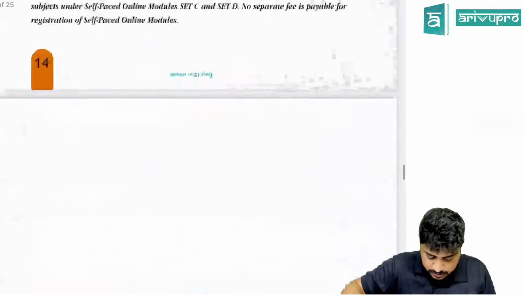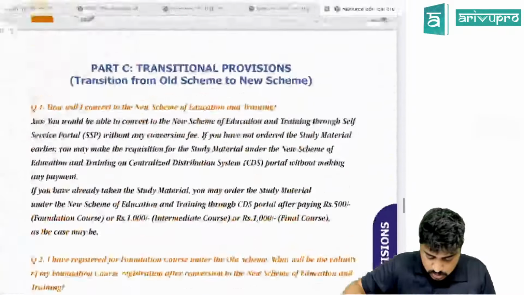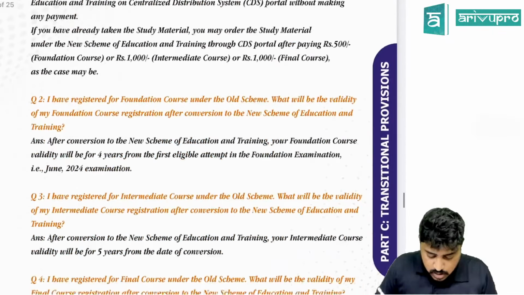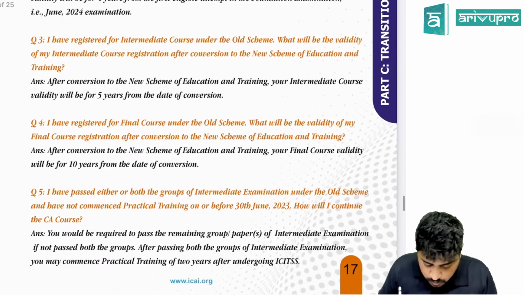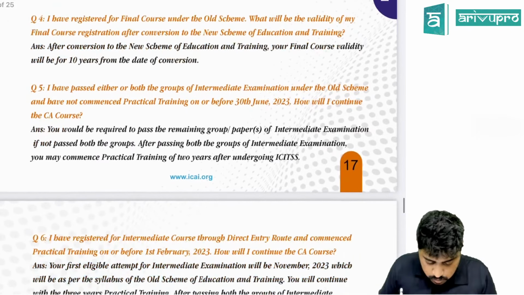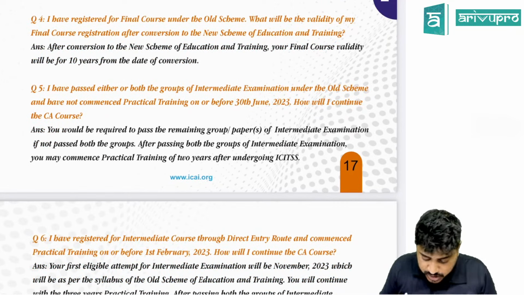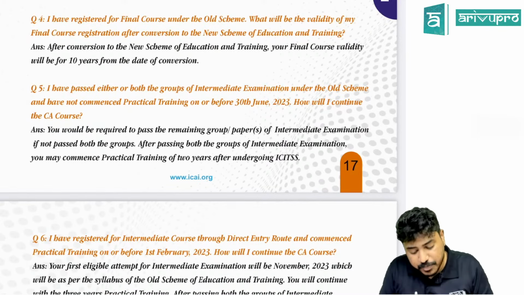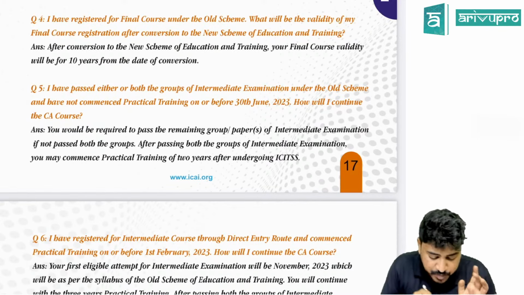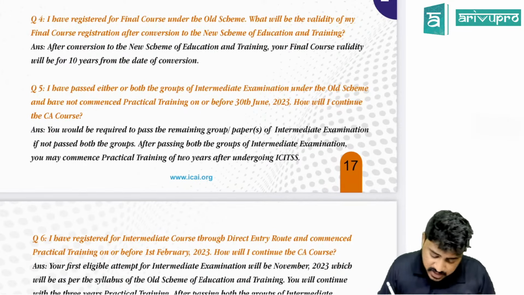Practical training, self-online course, transition scheme. Now if you look into it, I have registered so and so, with that we have answered. Now I have passed either group or both the groups of CA Intermediate, and I have not commenced mine. How will I continue? You would be required to pass the remaining paper or groups of CA Intermediate. After passing the groups only you can start.